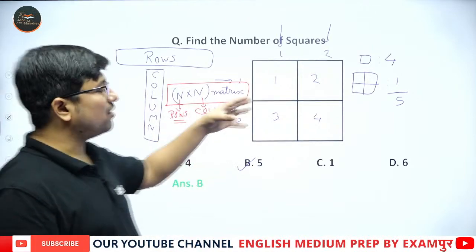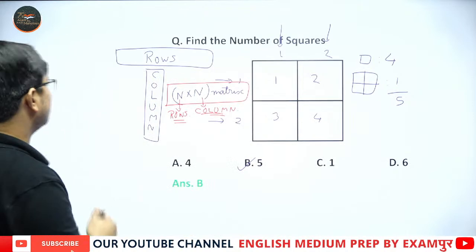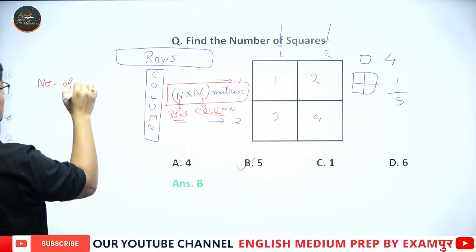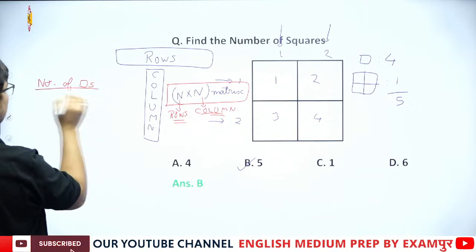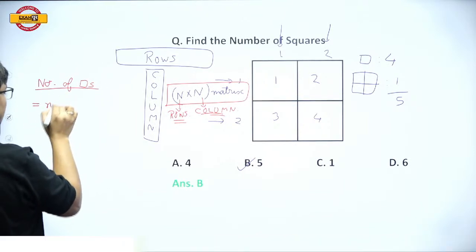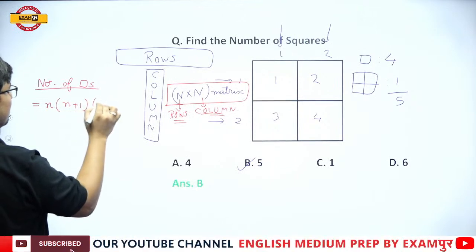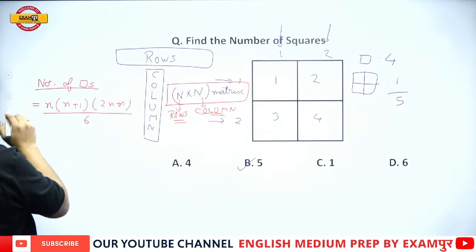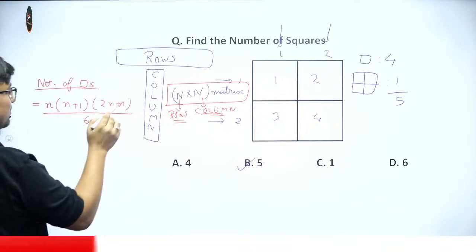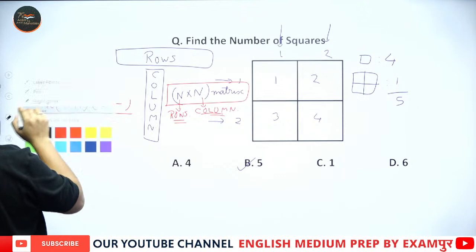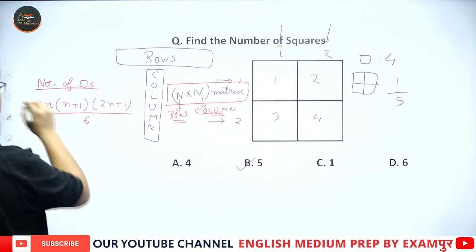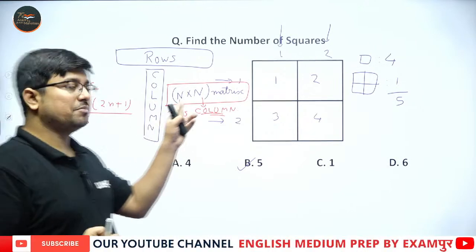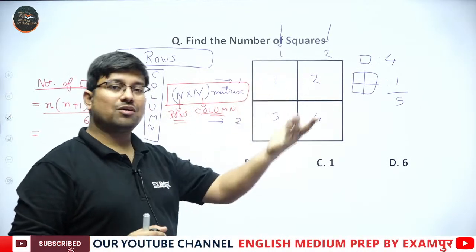So when rows and columns are equal, then in that case, number of squares is equal to n into n plus 1 into 2n plus 1 upon 6. Okay, everyone, n into n plus 1 into 2n plus 1 by 6. So now n is the number of rows or columns, which are equal over here.